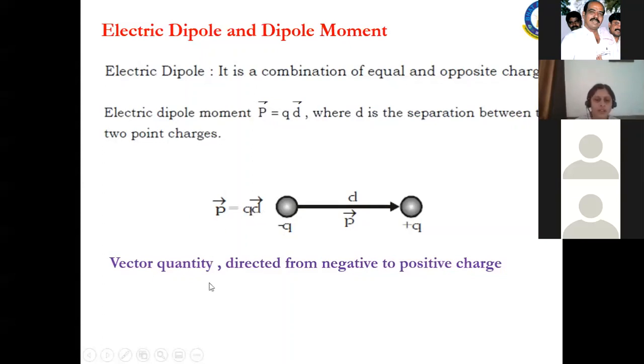It is a vector quantity. Electric dipole moment is a vector quantity. It is always directed from the negative charge to the positive charge.